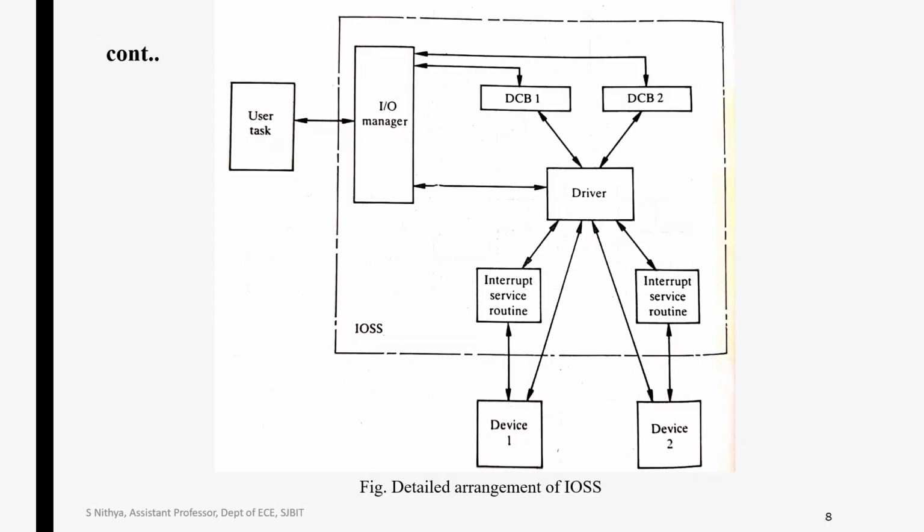In this next diagram you can see the user task is sent to the input output manager. From the input output manager it is sent to the DCB, device control block. From the device control block there is a single driver. That single driver will manage all the information and connect all the devices to the single driver by using the interrupt service routine. By using that, the device will be selected and accessed by the user. So this is what the diagram represents.